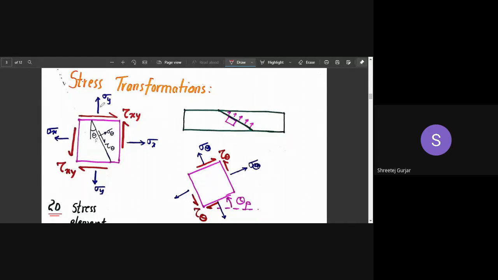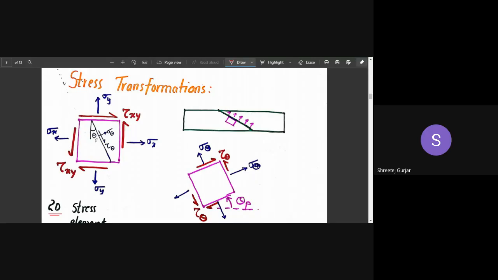So we know we have certain formulas to calculate sigma 1 and sigma 2. What are sigma 1 and sigma 2? They are principal stresses. We have this particular formula. Now, how to calculate this? I will tell you how we have arrived at sigma 1 and sigma 2, that is your maximum principal stress and minimum principal stress.